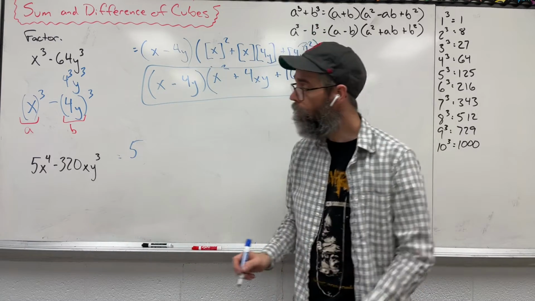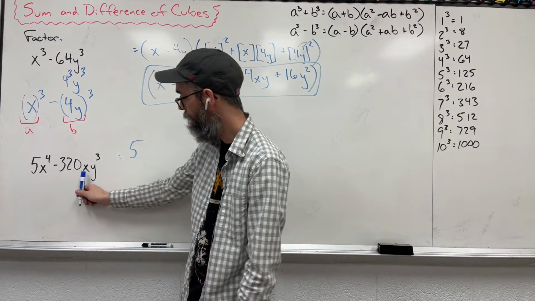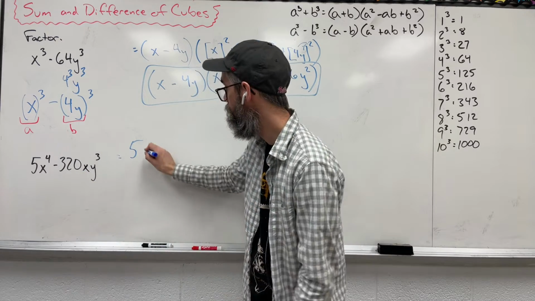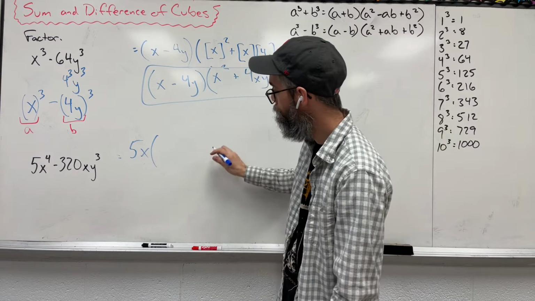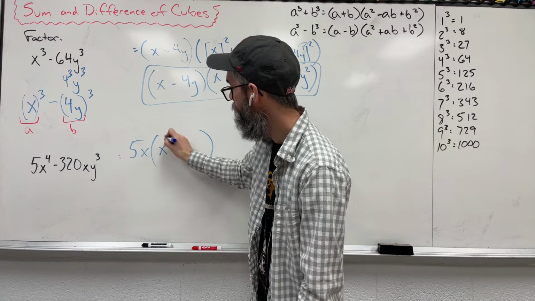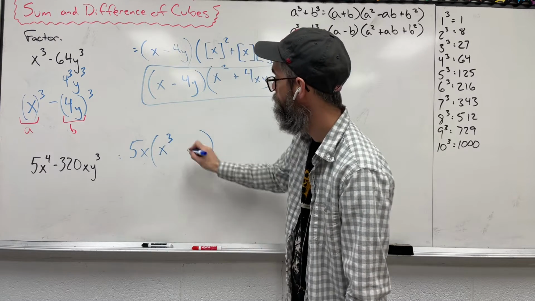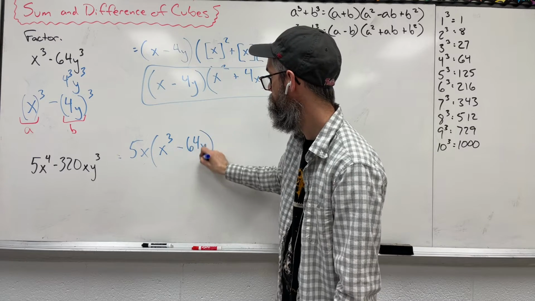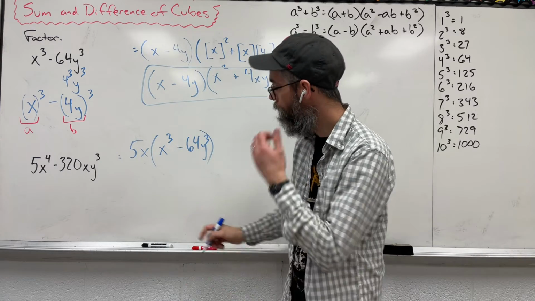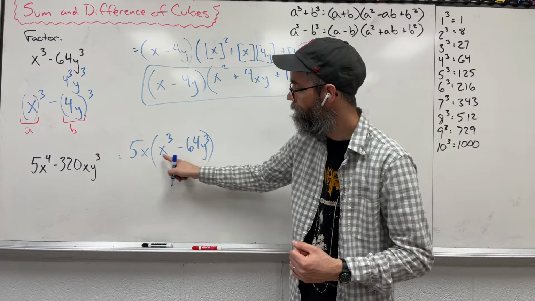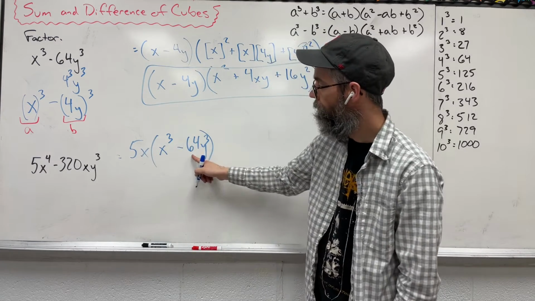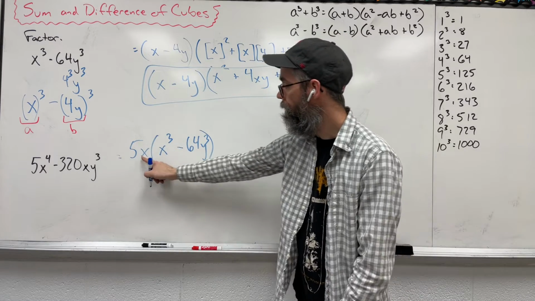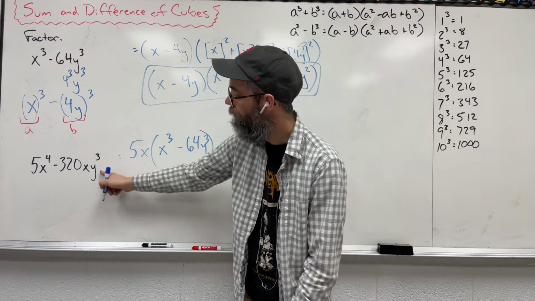Could I pull out a variable? Well, I have 4 x's here, I have 1 x here. They both share an x. Let's pull that out. And if I were to fill in the rest of this, I would be left with x to the third minus 64y to the third. How do we know that? Well, 5x times this, add the exponents, 5x to the fourth. 5 times 64 gives you 320. And then you have x times y to the third, giving us here.